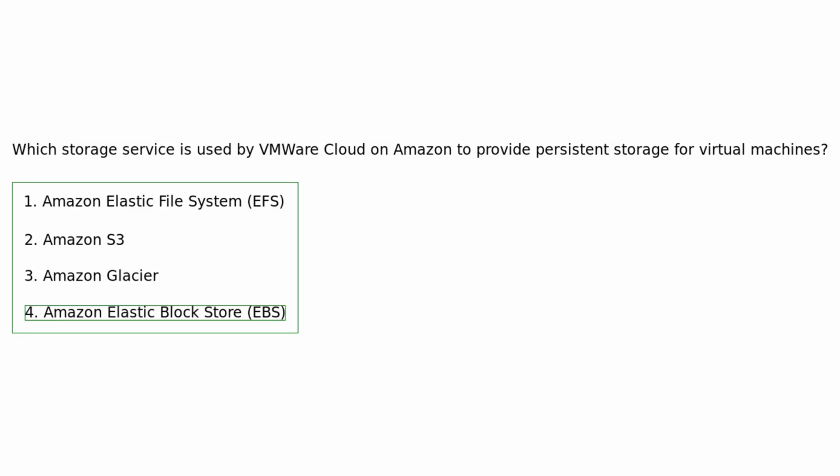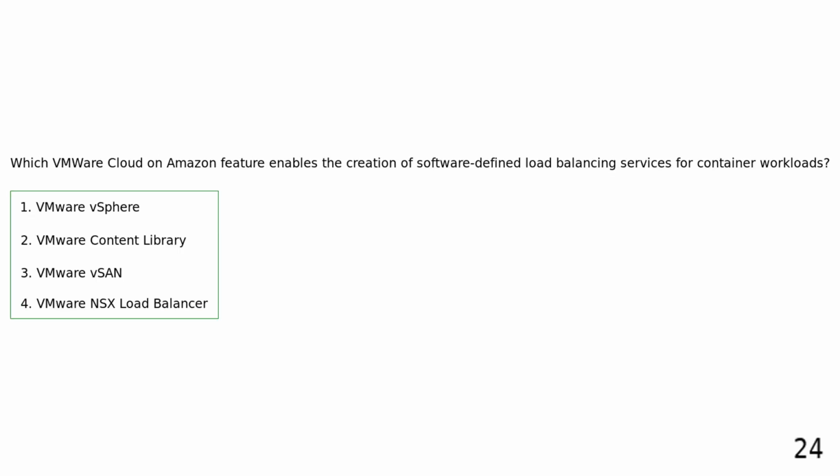VMware Cloud on AWS leverages Amazon Elastic Block Store to provide persistent block-level storage for virtual machines running in the AWS cloud. Which VMware Cloud on Amazon feature enables the creation of software-defined load balancing services for container workloads?